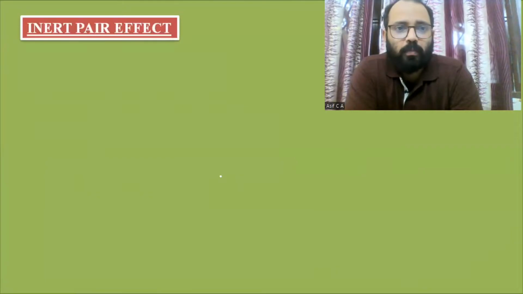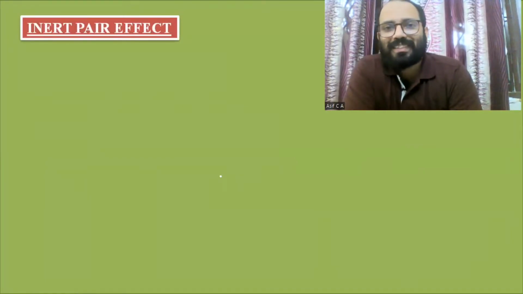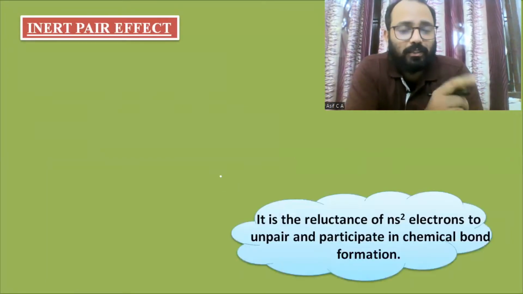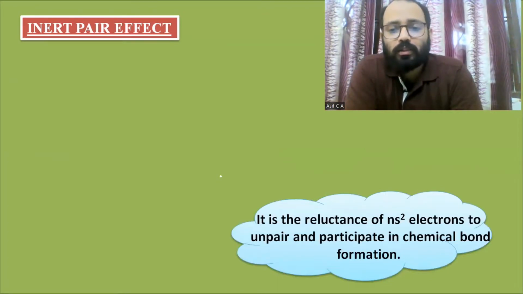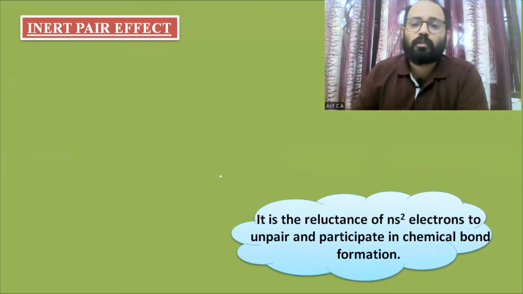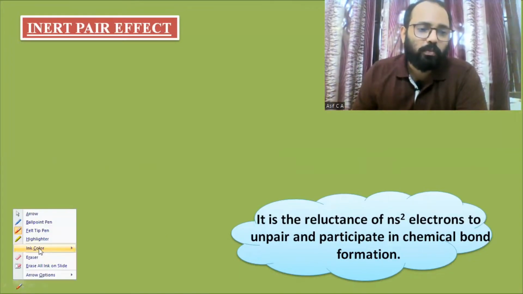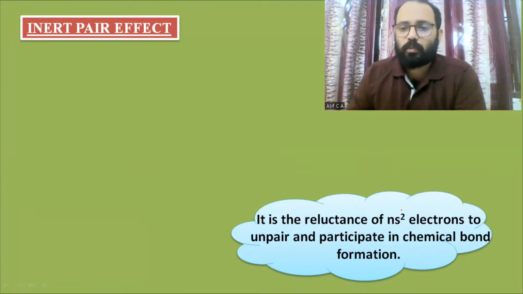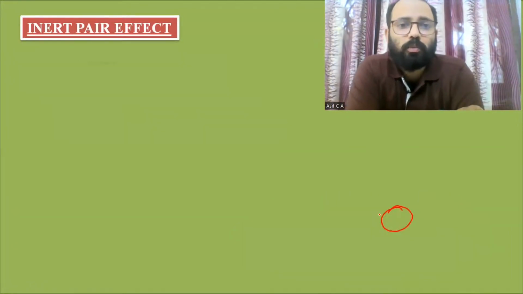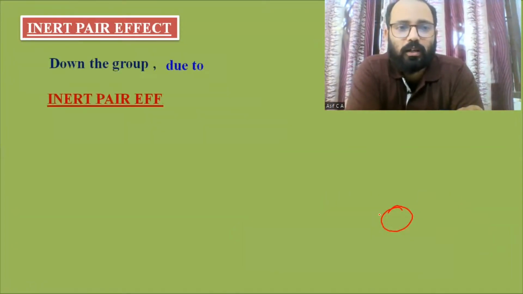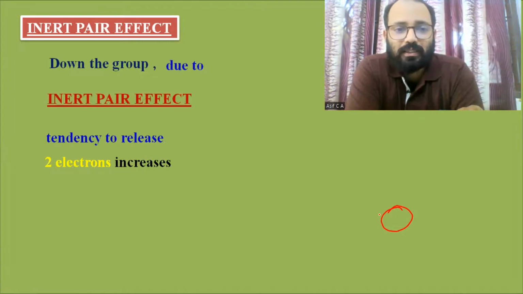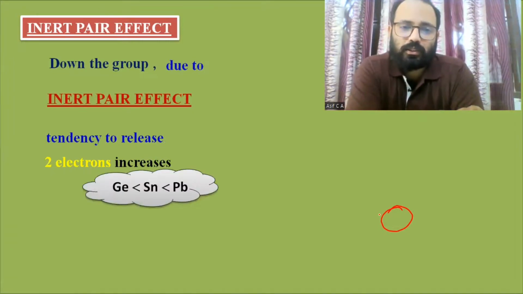Inert pair effect. What is the inert pair effect? The reluctance of the ns2 orbital to participate in bonding. These ns2 orbitals will not be participating. When ns2 orbitals do not participate, what is the problem? Due to the inert pair effect, the tendency to release 2 electrons increases.